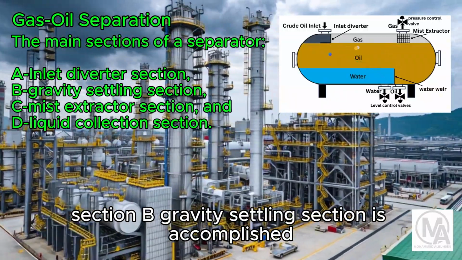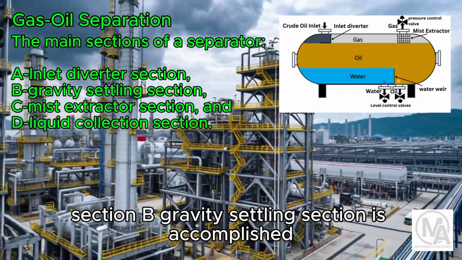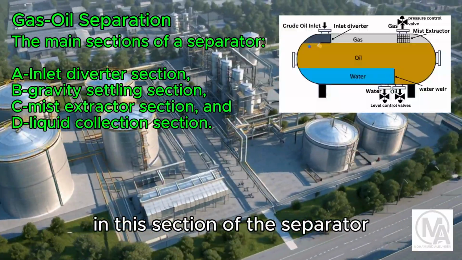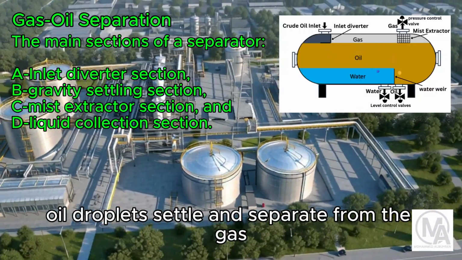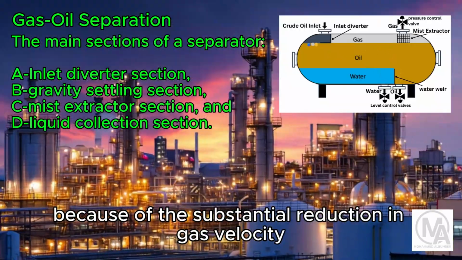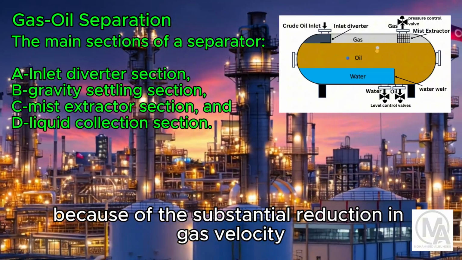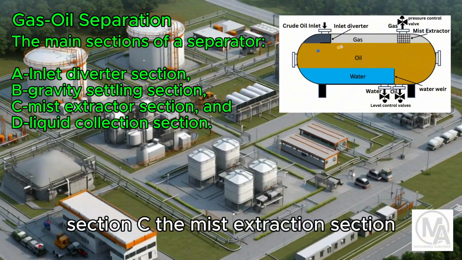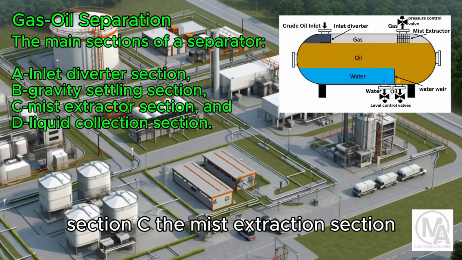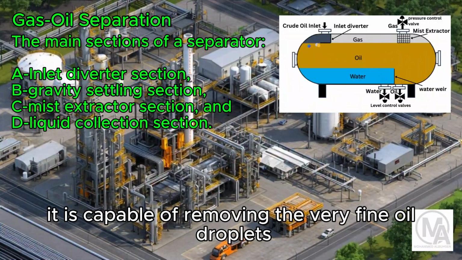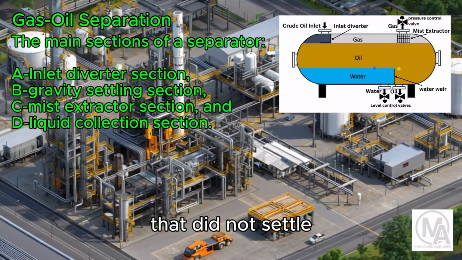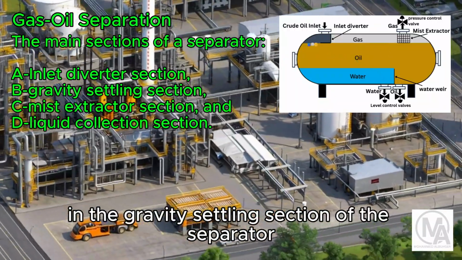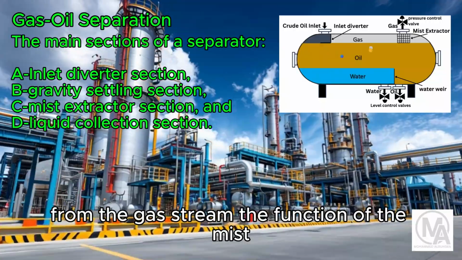Section B, gravity settling section. Separation is accomplished in this section of the separator. Oil droplets settle and separate from the gas because of the substantial reduction in gas velocity and the density difference. Section C, the mist extraction section. It is capable of removing the very fine oil droplets that did not settle in the gravity settling section of the separator from the gas stream.